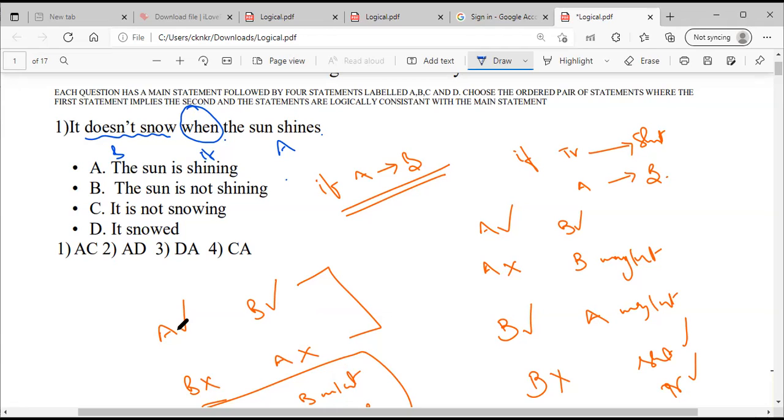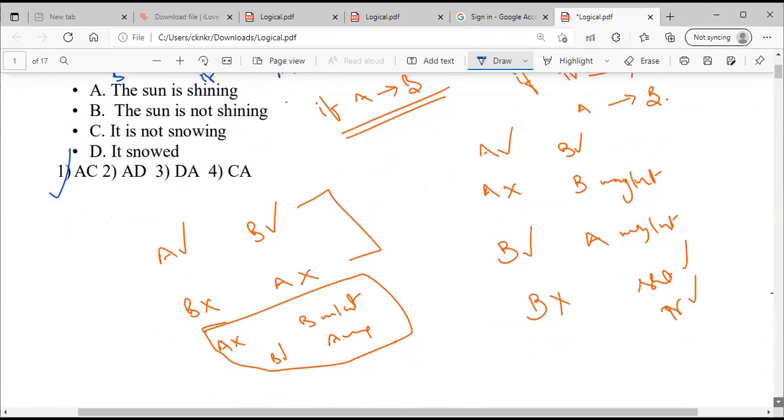Case number one, A happens. The sun is shining. Where is the statement? First statement, sun is shining. Then B has to happen. It is not snowing. Where is the statement? C. So your answer should be AC. Yes, there is a consistency. You can say straight away AC is your answer because you find a consistency there, right? Go to the next question.